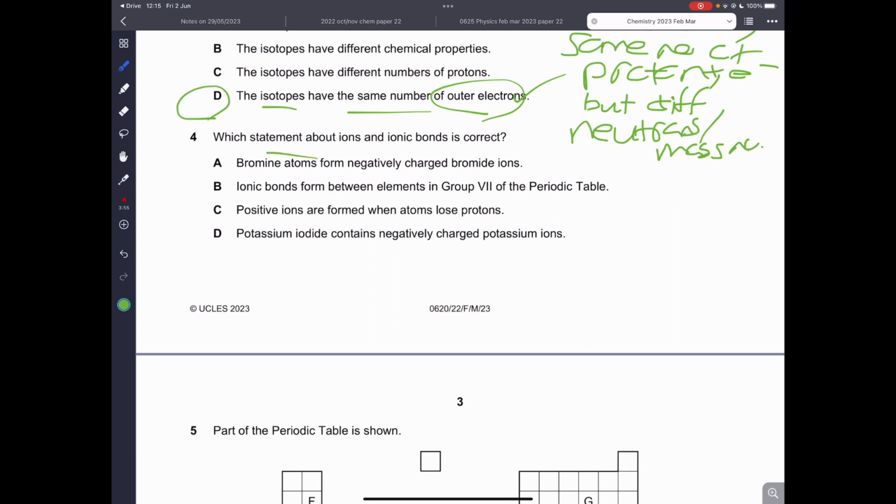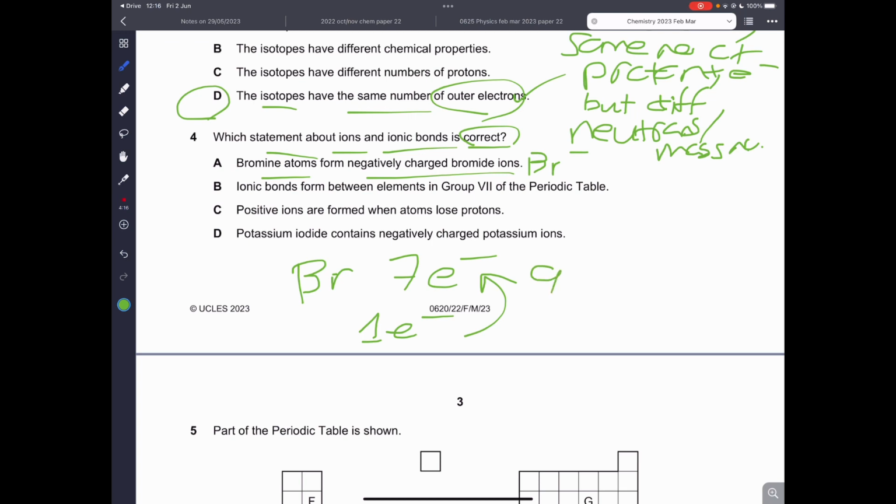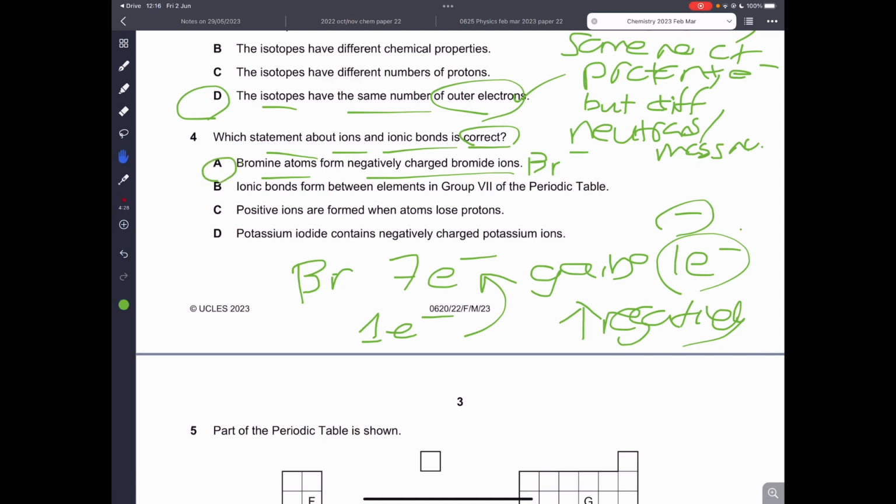Question number 4, which statement about ions and ionic bonds is correct? Well, bromine atoms form negatively charged bromide ions. This is correct because bromine, remember, has 7 outer electrons, and it needs 1 more electron to make the shell complete. And therefore, if it gains 1 electron, and since an electron has a negative charge, it is going to form a negatively charged ion. And therefore, A is the correct answer.